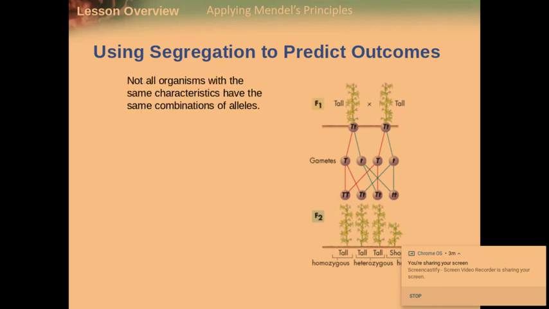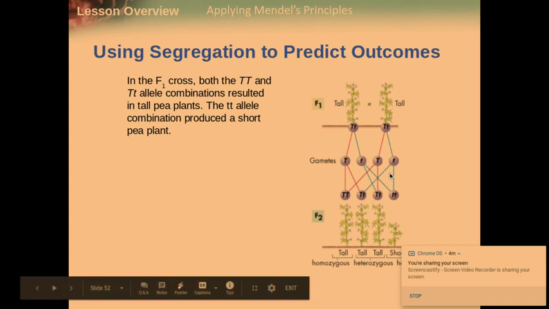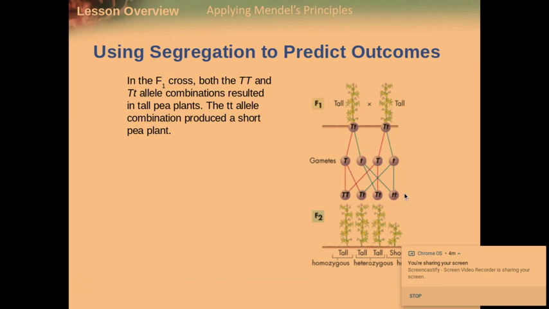Not all organisms with the same characteristics have the same combination of alleles. You just don't know. In the F1 cross, both the big T, big T and the big T, little t allele combinations resulted in tall pea plants. The little t, little t allele combination produced short. So all 3 of these on the left would be tall. This one over here would be short.